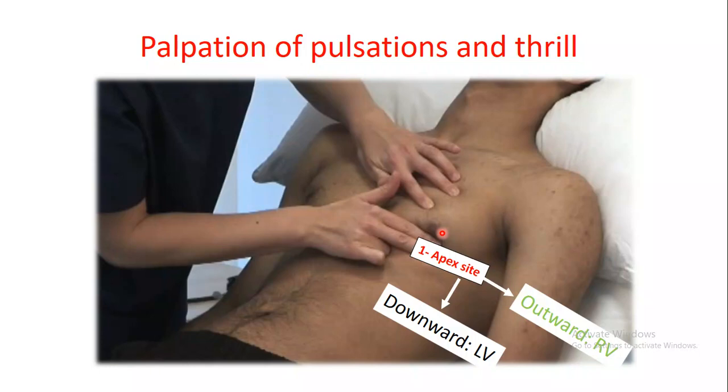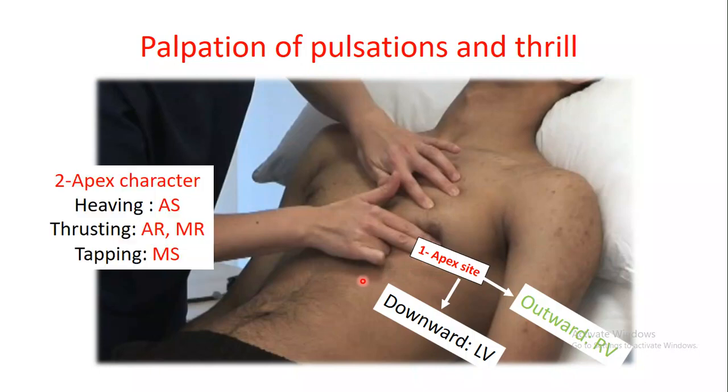So, if we have the apex shifted outward, this means most probably right ventricular enlargement. And if we have a patient with a downward shifted apex in the 6th or 7th space, this denotes left ventricular enlargement. And this is the first thing obtained by apex localization.